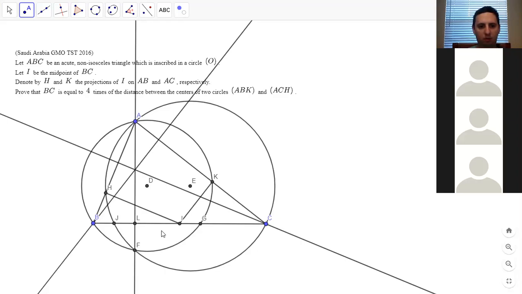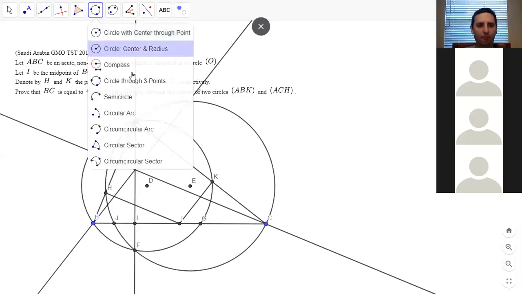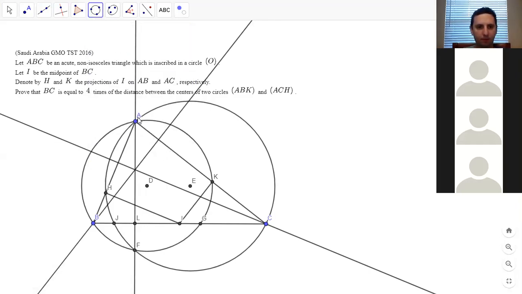It seems that HLIK is cyclic, but I don't know how to prove it, or if it is needed for this problem. It's obvious from 90 degrees. Oh yeah, they're all right angles. AHI, AKI, ALI are 90. Oh, okay. That's an interesting observation.